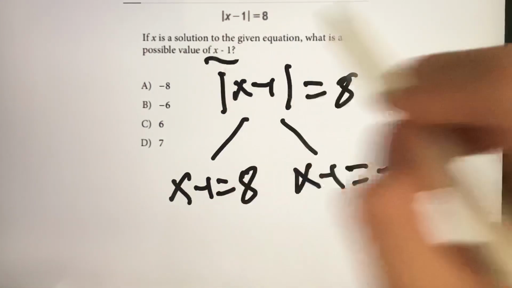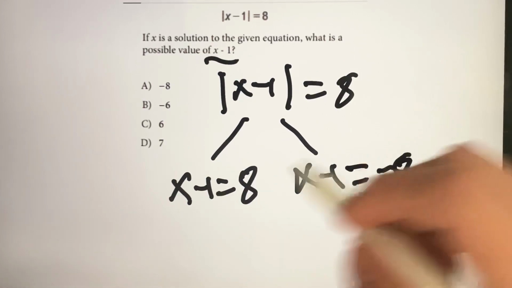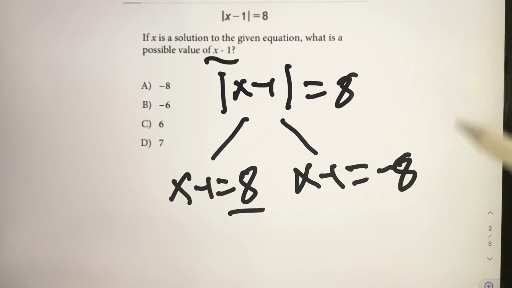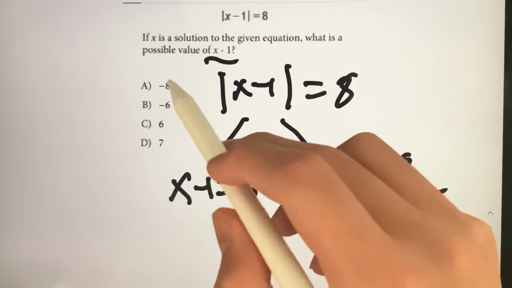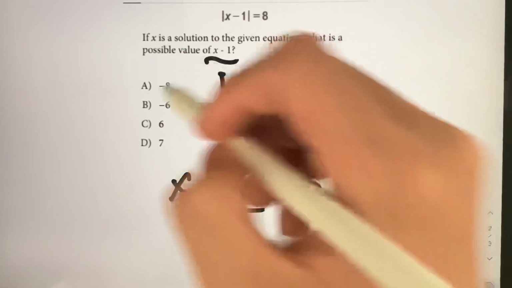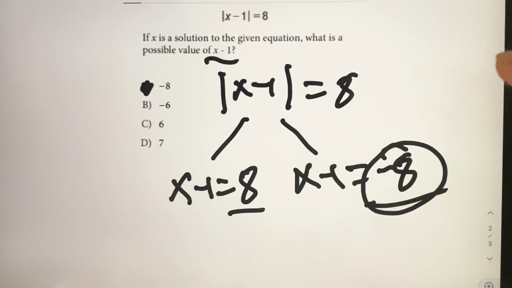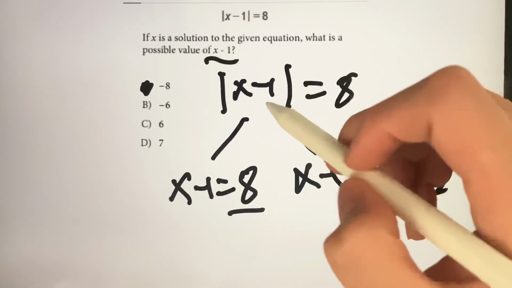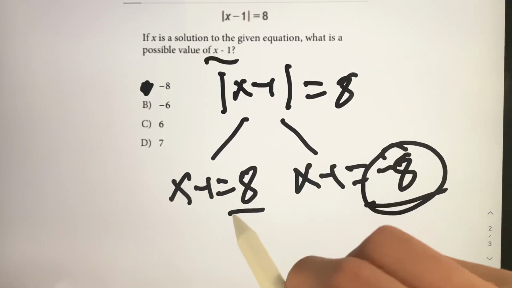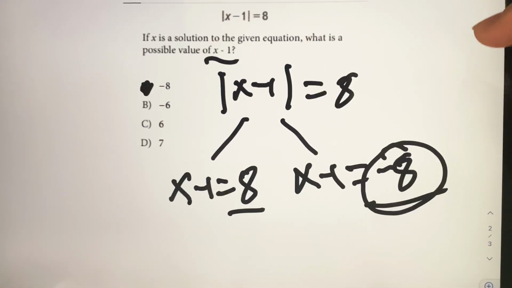So the question is asking for what is one possible value of x minus 1? Well, it's either equal to 8 or it's equal to -8. Is 8 one of your solutions? No. But -8 is, meaning A is your possible answer choice, because x minus 1 can be one of these 2 equations, either 8 or -8. And that's how you would do it.